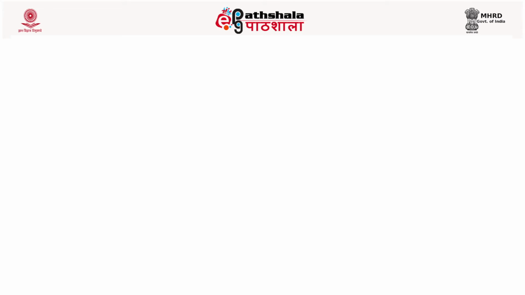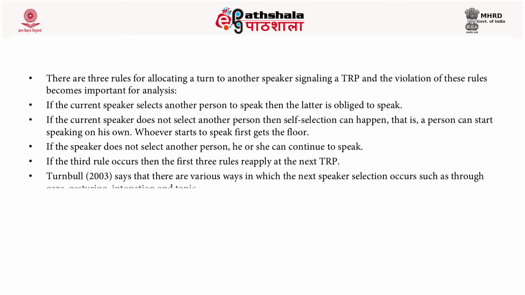We will now try to understand the next concept, namely the rules for turn allocation, that are unwritten rules of any conversation which the speakers must follow in order to prevent misunderstandings among themselves. These rules allow conversation to proceed smoothly without any problems, and they are as follows.